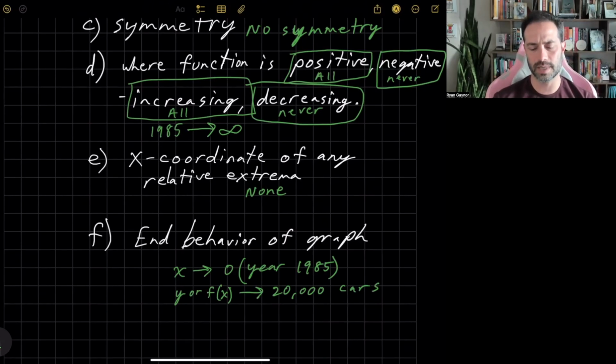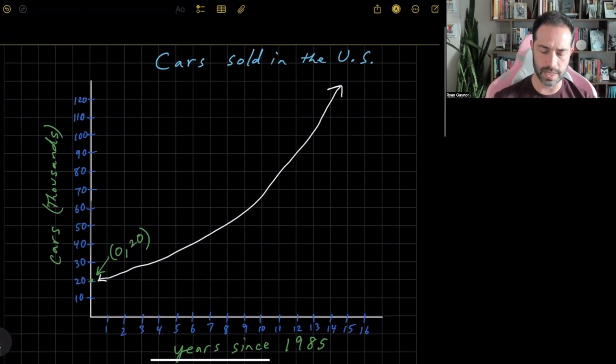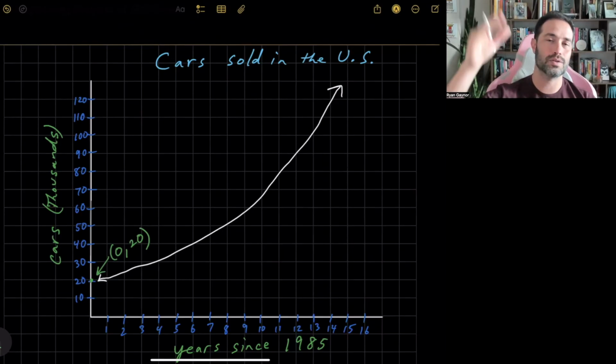All right, so now we look on the right side. As x is approaching, now they didn't tell me how many years this is going to be, so we're just saying years since 1985. So right now we would just say that it's going to go on forever. So infinity. As x is approaching positive infinity, on the right side, then the y, or the f of x, is approaching 120,000 plus cars.